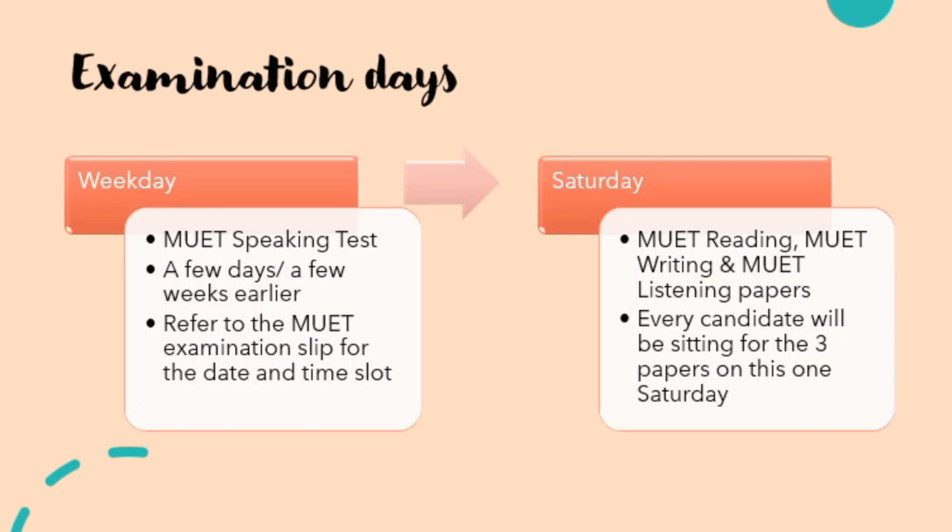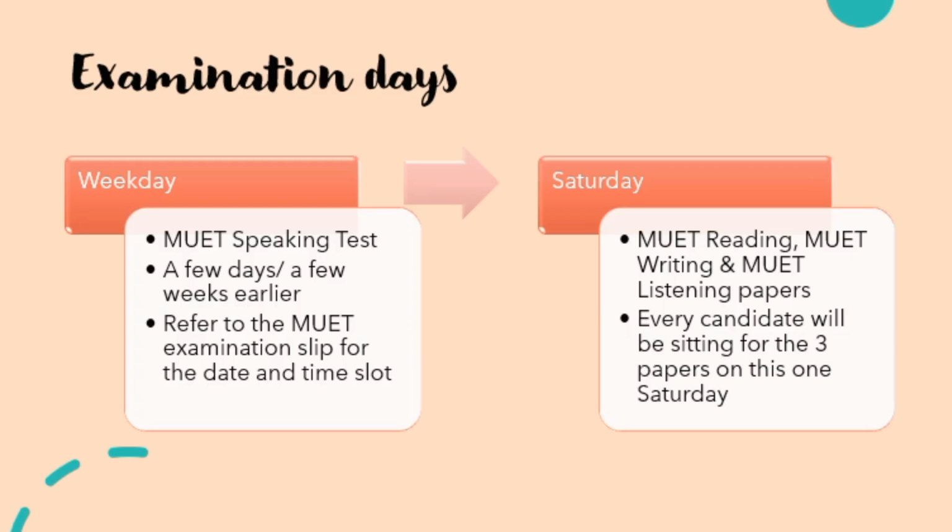So some students are quite new with this test, so I think I should take this chance to talk a little bit more about how the speaking paper is conducted. So as we know, the Malaysian University English Test paper is made up of 4 papers. The speaking paper, which is MUET paper 2, is going to be conducted before the other 3 papers. It will be held much earlier before the other 3 papers on a weekday between Monday till Thursday, about a few days or a few weeks in advance.